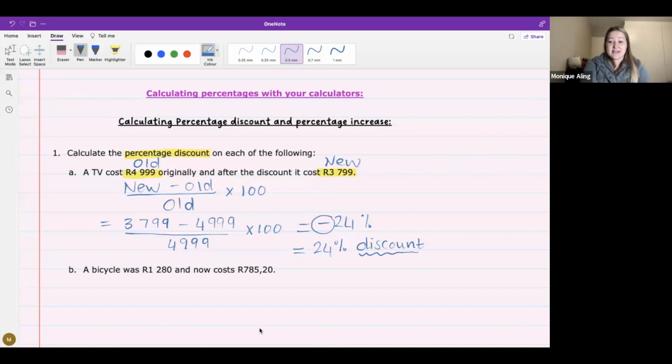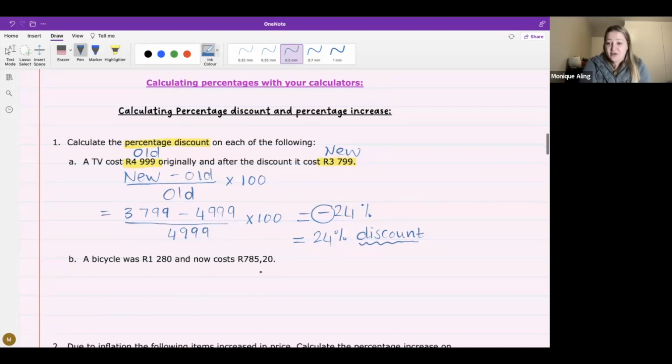Okay, does that make sense? If not, let me know in the chat. But don't freak out when you see a negative. It obviously means it's a discount or a decrease of some sort. Okay, I'm going to ask you guys to quickly try question B for me. A bicycle was 1,280 Rand and it now costs 785 Rand and 20 cents. Remember, we are working out the percentage discount. So we want our answer as a percentage.